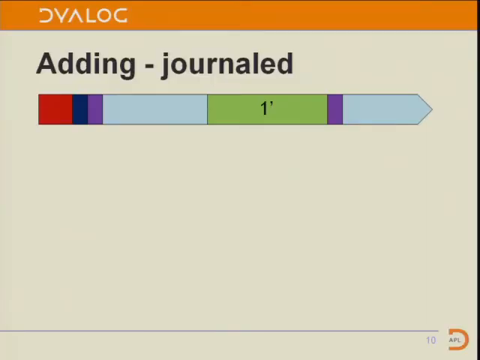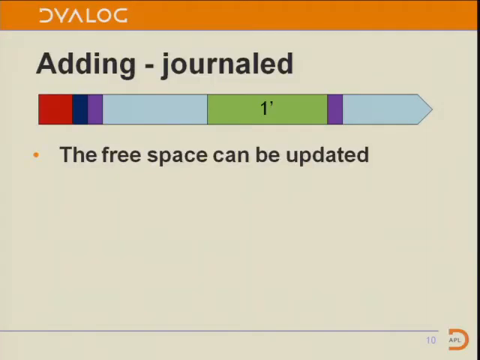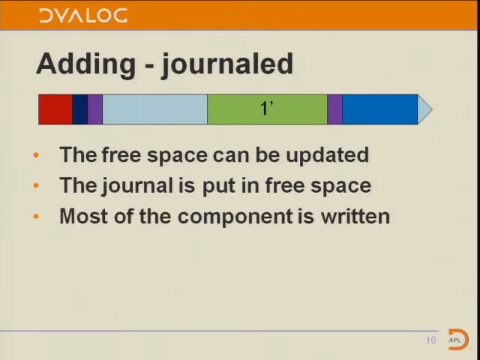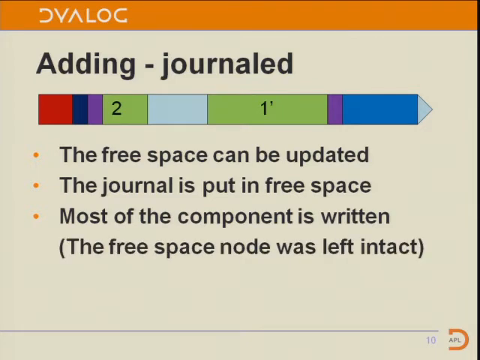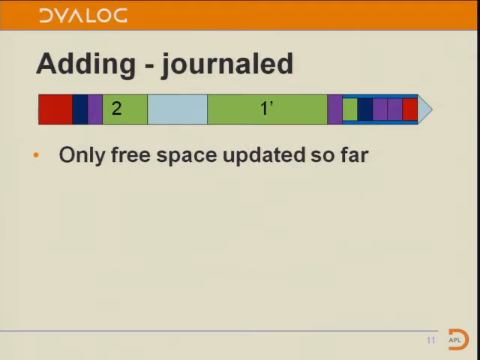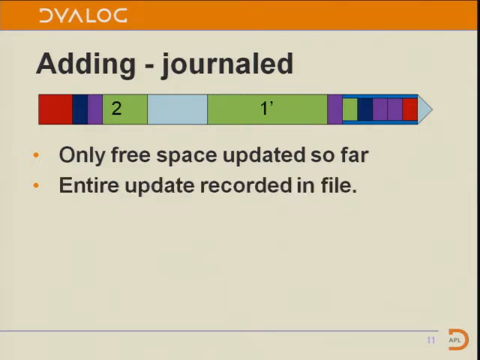So I'll show you the update again. This time it's journaled. We can update the free space. There it is. We put the journal somewhere in free space. We write most of the component, but notice this time we've not overwritten the free space node. And then we write every other thing into the journal, just a description of what we intend to do, the rest of the component, the component index block, free space nodes, and the root. So what we've done now is we've only updated the free space. We haven't actually changed this file at all as far as APL is concerned. And yet at the same time, the entire update is described within the file.